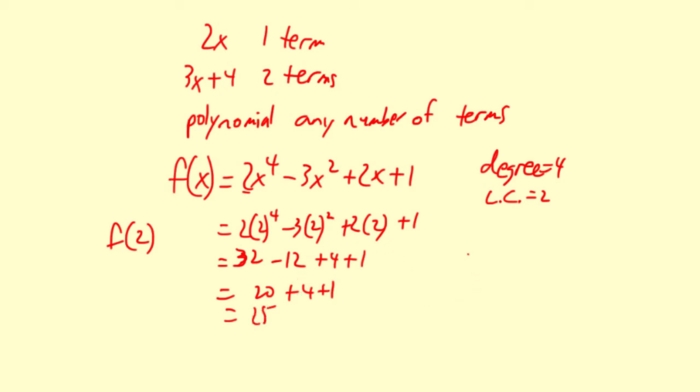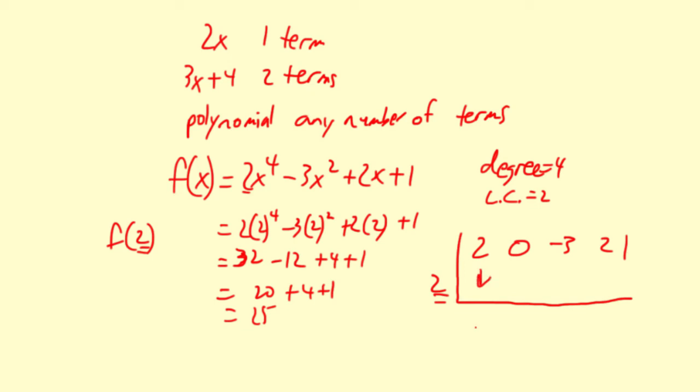There's another way called synthetic substitution, and I like doing this method. It's pretty fun. So first thing you do is you list all the coefficients. So there's a 2 for the 4th power. There's actually no 3rd power term here, so I need to put a placeholder 0 for that term. And then negative 3, and then 2, and then 1. Put a bracket here like this. And then I'm going to put the 2 that I'm evaluating over here. So this 2 right here, this f of 2, that goes here.